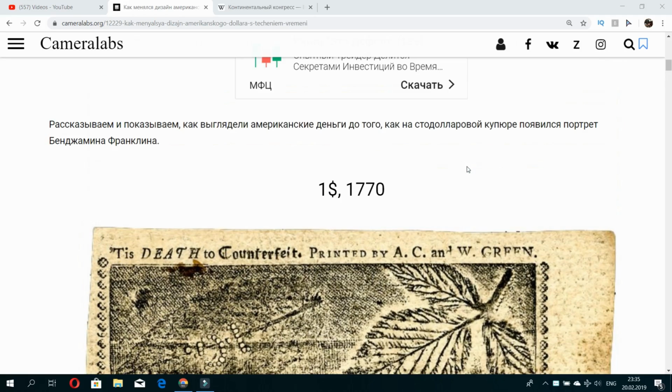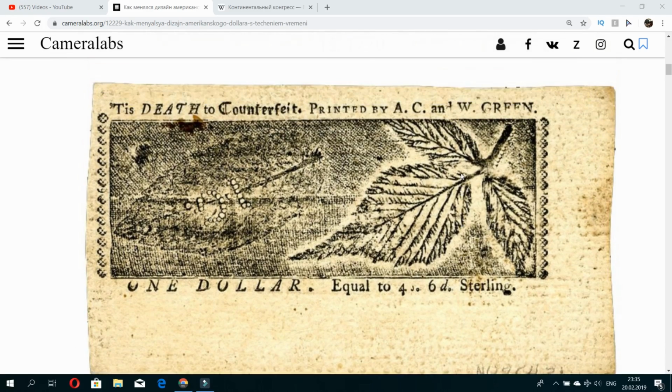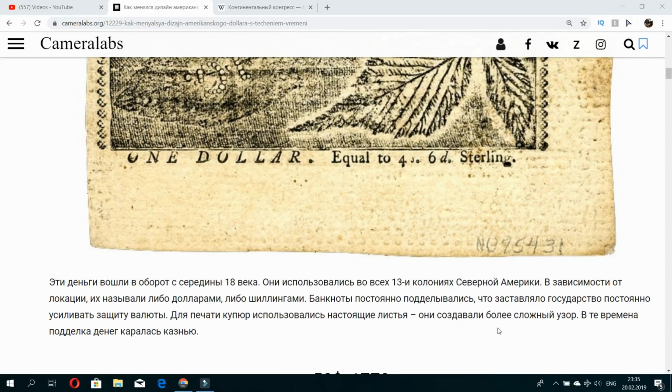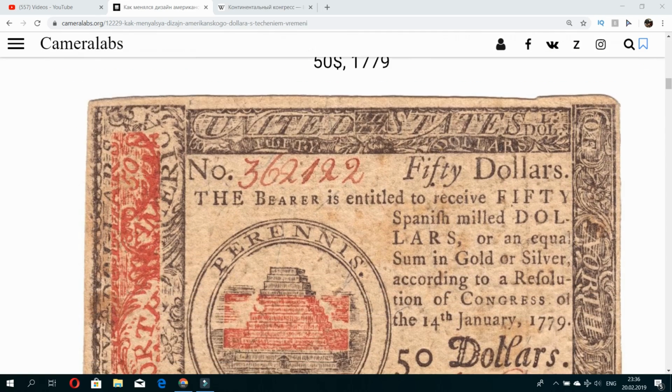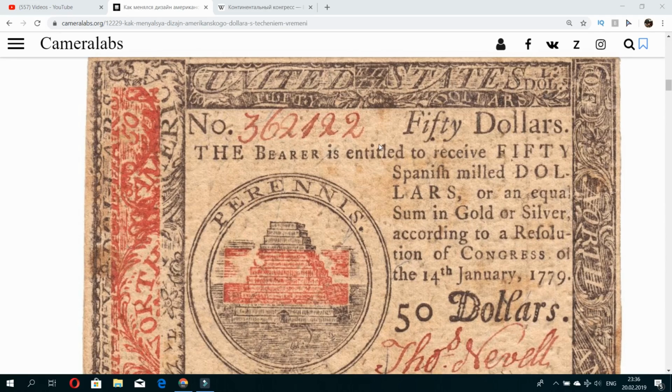So it's like the first one is the $1 from 1770, equal to, can see how much, 4.6 sterling, I think. So the money came into use in the middle of the 18th century, so it's the 1700s. The $50 bill is 1779. Yeah, very interesting.